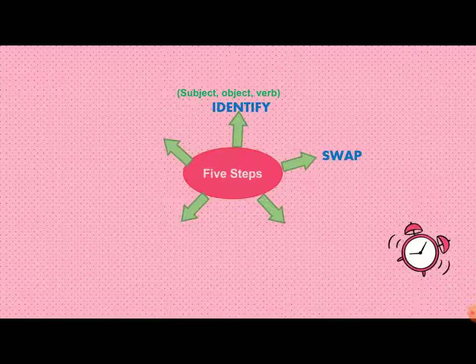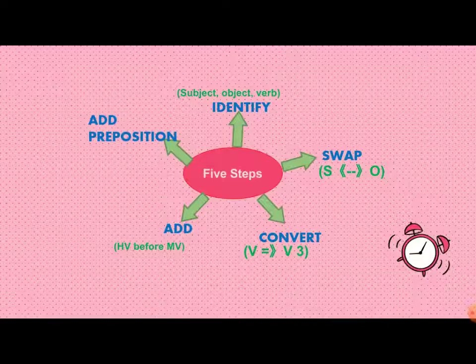Swap. Swap means to interchange. Interchange the subject to object and object to subject. Then you have to convert your verb into past participle form of the verb. Add. Add what? A helping verb. If it is a present tense, you have to use is, are, am. If it is a past tense, then you have to use was, were. And if it is future tense, you have to add shall be or will be. And the last, you have to add a preposition by before the subject.